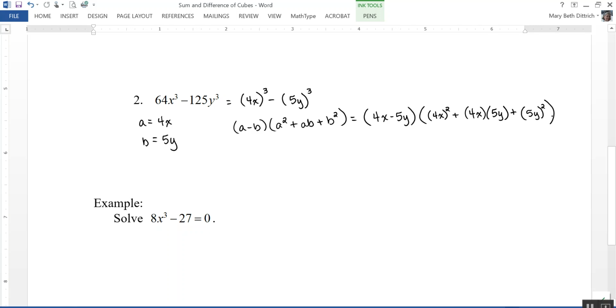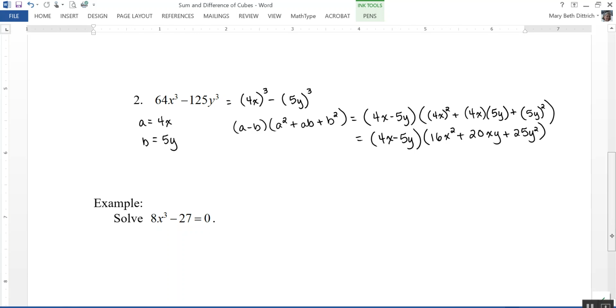I'll tell you the mistake I see most people make is they don't think of the quantity 4x being squared. They just write 4x squared, which is really only squaring the x, not the 4. So my final answer is going to be 4x minus 5y. And then let's clean up in here. The quantity 4x squared is 16x squared plus 20xy plus 25y squared. And even though that might look like it could be a perfect square trinomial, it's not. That's prime and cannot be factored.